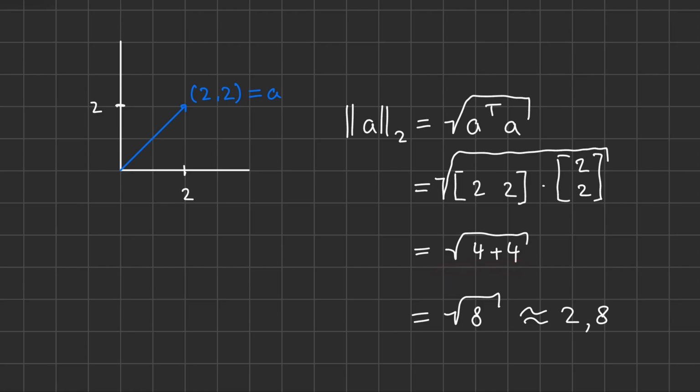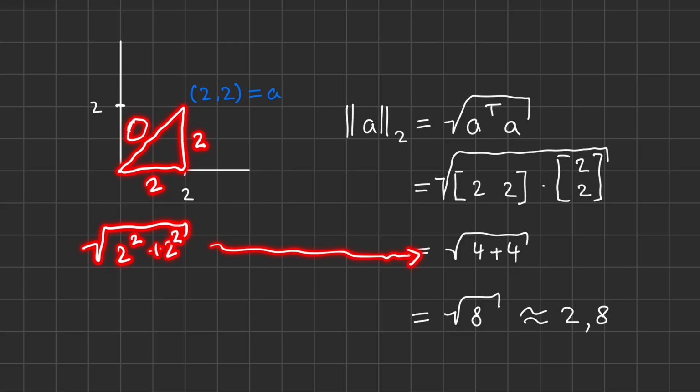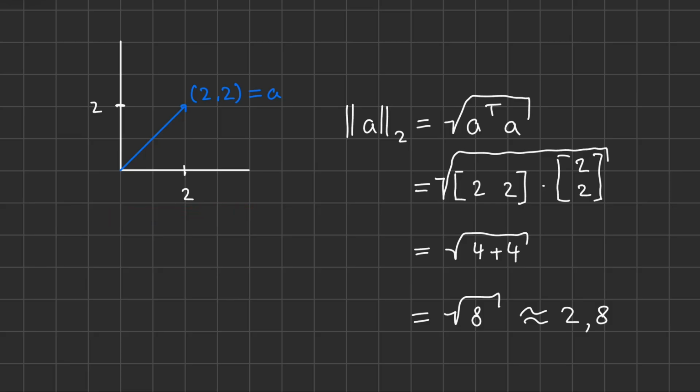This is equivalent to using Pythagoras' theorem and seeing this triangle here with lengths 2 and 2 and saying that the length of this side here is the square root of 2 squared plus 2 squared. That is the same as 4 plus 4 and taking the square root of that. Now this example was just for two-dimensional space, but this process for calculating this distance generalizes for all dimensions. So a vector space of dimension 10, of 100, of a million, for all of them you can calculate this L2 norm that tells us what the length is of a vector.